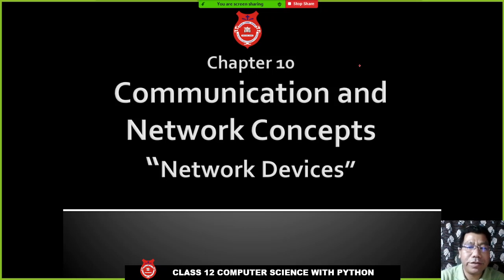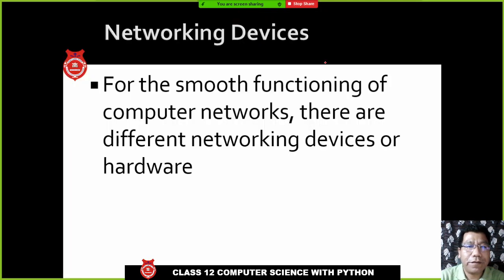Alright, tonight we are going to learn about networking devices, the different network devices. Some of the devices I hope you will already be familiar with, but as the syllabus prescribes it, let's study one by one. First of all, what are networking devices? For the smooth functioning of computer networks, there are different networking devices or hardware. These are known as networking devices. We are going to study one by one.